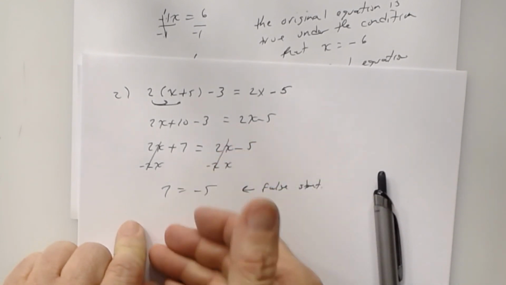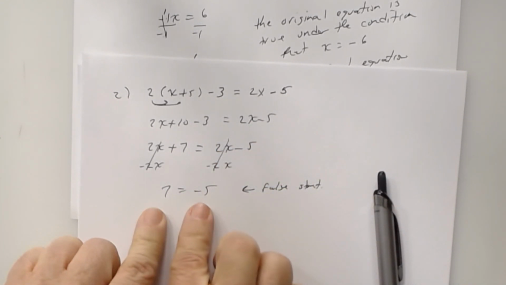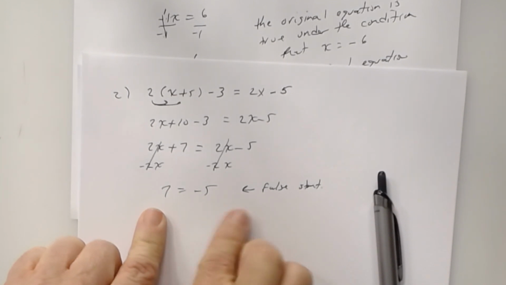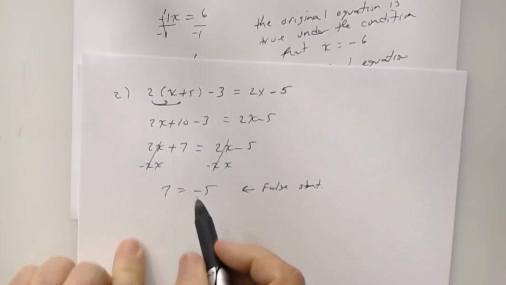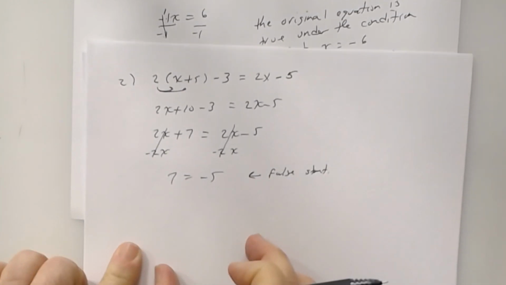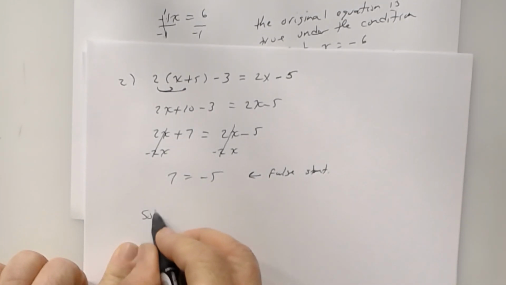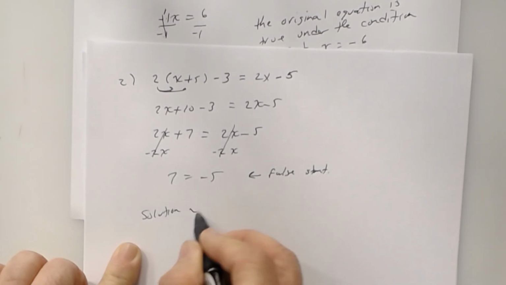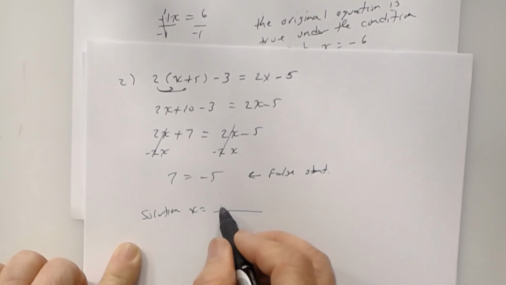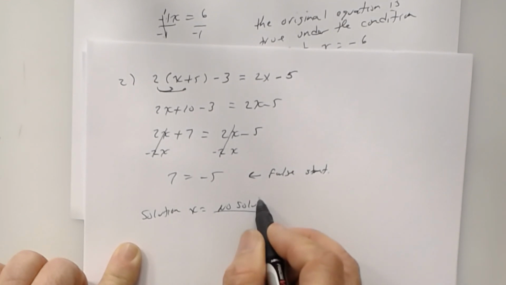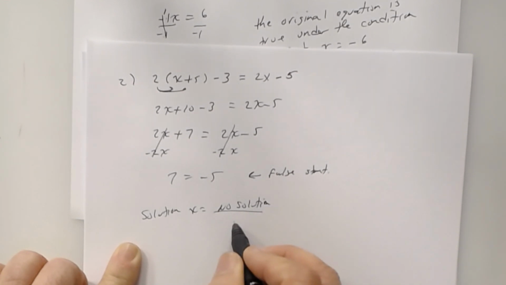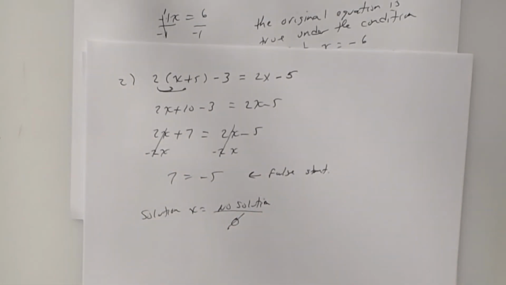So when the variable disappears, you've got to look at your statement and ask yourself, is it true or false? It's false, so that means there is no solution. You remember there's going to be a blank for the solution. It'll say something like this, solution x equals blank. You're going to say what? No solution. Or you can use what symbol? The empty set symbol.